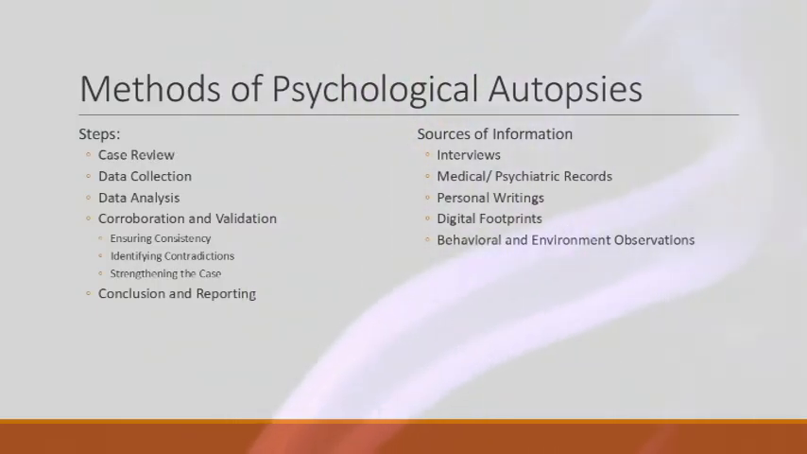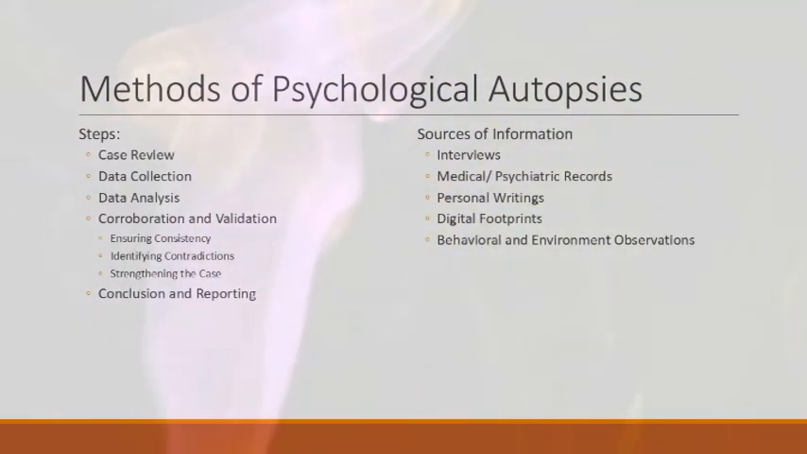And one of the most critical aspects of conducting psychological autopsies, of course, is corroborating the findings. And this means cross-referencing the information obtained from the different sources. So, for instance, statements made by family members during an interview should be compared with medical records or personal writings in order to validate their accuracy. And the corroboration process helps us to eliminate biases and ensures that the conclusions drawn are based on solid evidence.